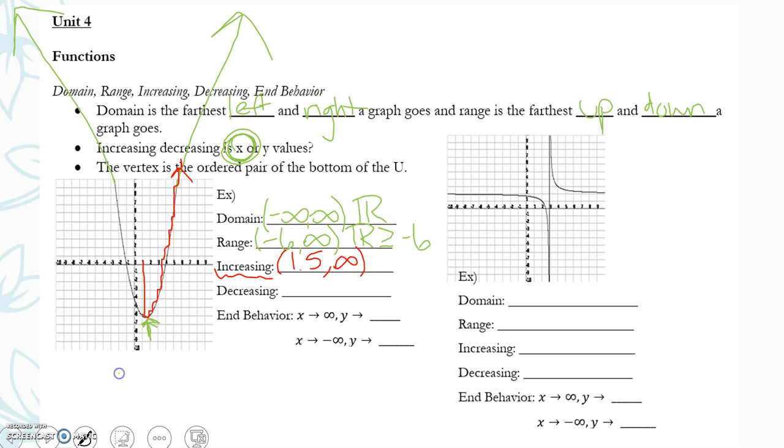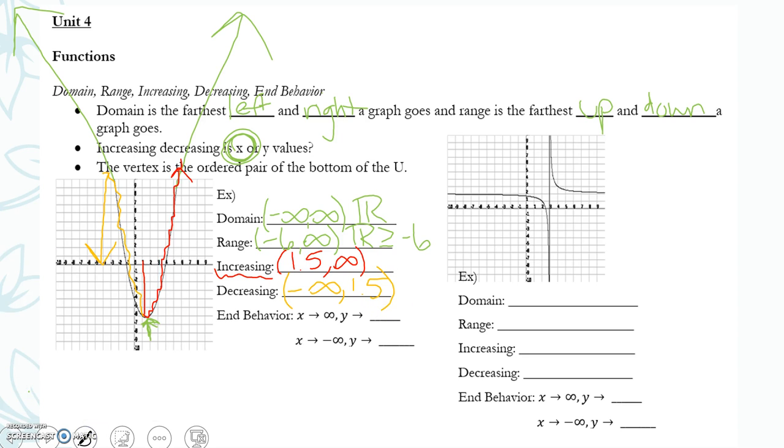Then for decreasing, it's decreasing on this portion of the graph. So this portion of the graph is coming from -infinity, because if you look, this side is in negative values for x's. And it stops at the x value of 1.5.